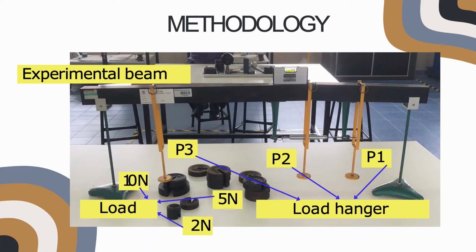For the methodology part, this is the apparatus for this experiment. It consists of an experimental beam, load, and load hangers. As a load we use 4 Newton, 6 Newton, 8 Newton, and 10 Newton.